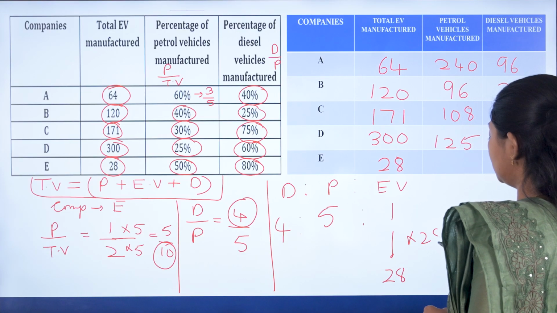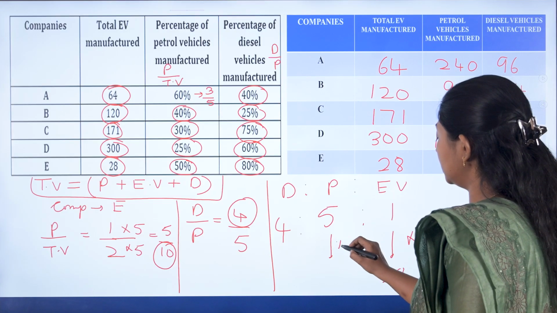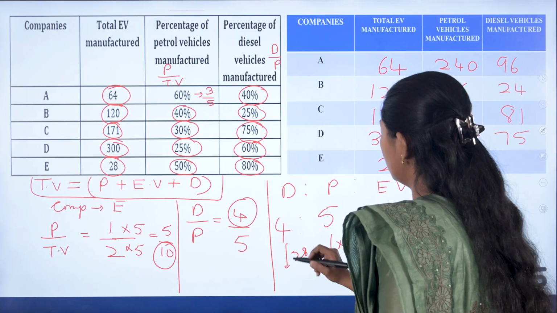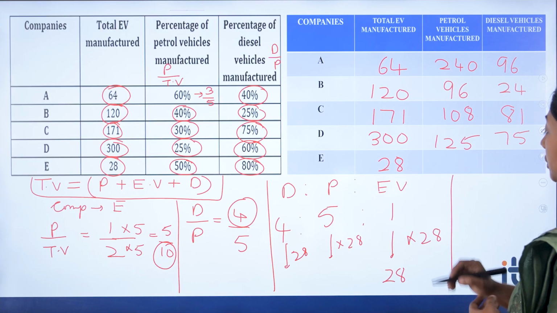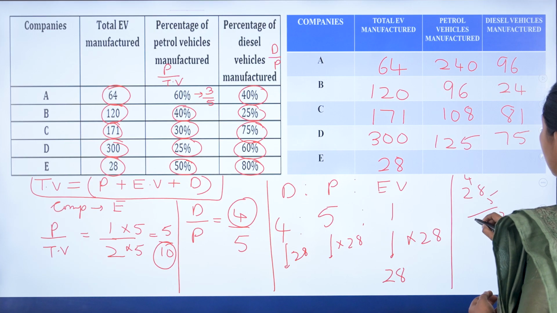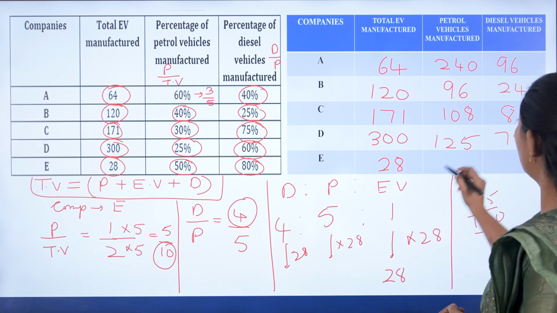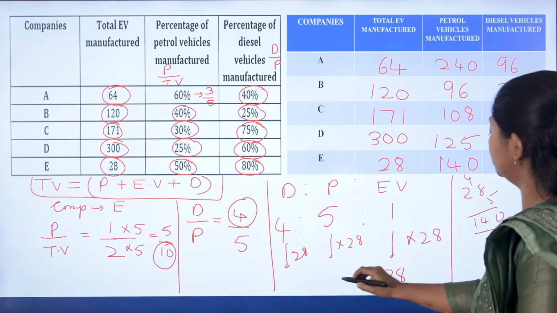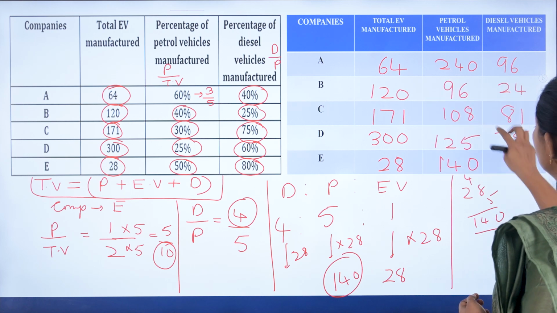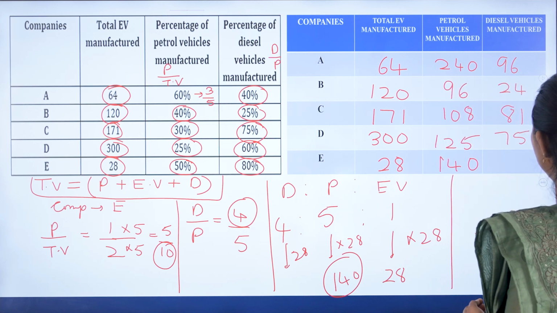So each is 28. So 28 into 5 you are going to get this, and then 28 into 4. So if you multiply, how much you are going to get? 28 into 5, 8 5s are 40, then 10, 140. So 140 is petrol. Then 28 into 4, how much you are going to get?